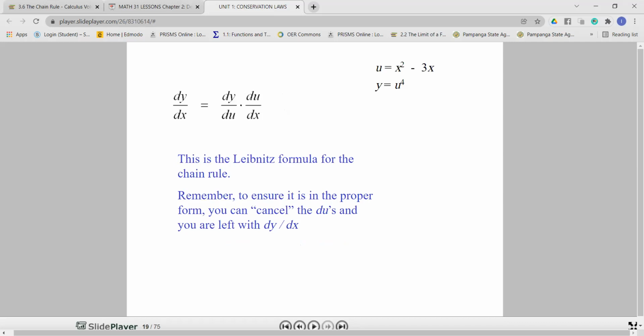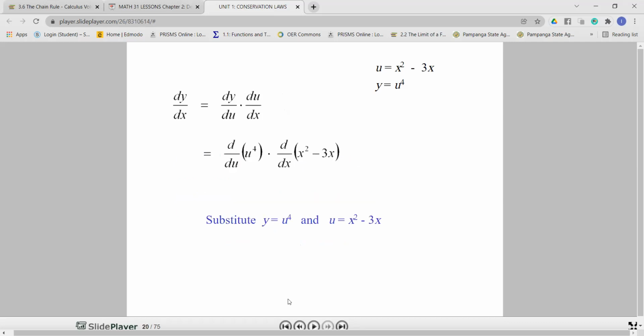Okay? So dy over dx is equal to the derivative of y with respect to u, multiplied by the derivative of u with respect to x. So we get the derivative of u to the 4th, times the derivative of x squared minus 3x with respect to x. As you can see, y equals u to the 4th, and u is x squared minus 3x. The derivative of u to the 4th, by power rule, is 4u cubed. The derivative of x squared minus 3x with respect to x is 2x minus 3.